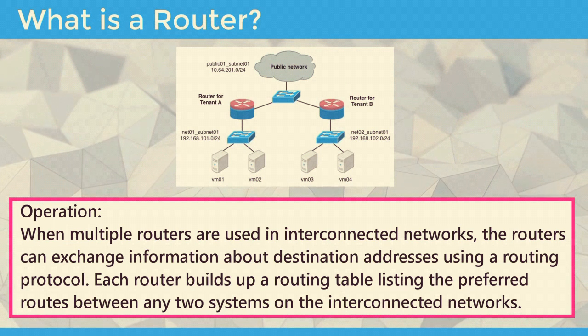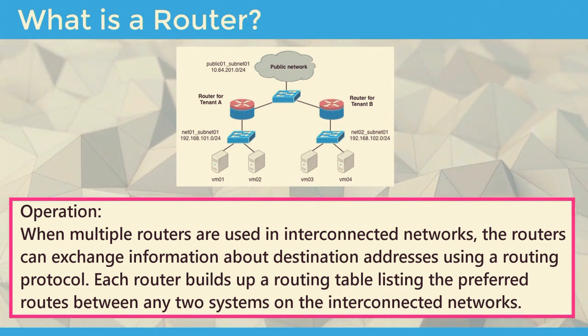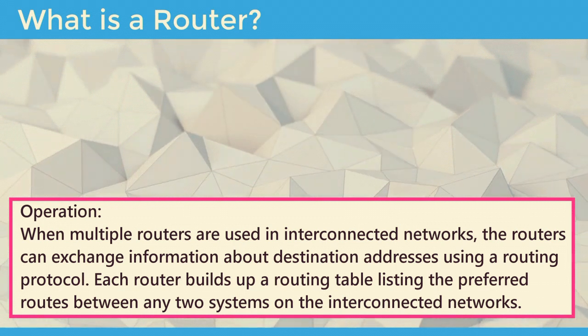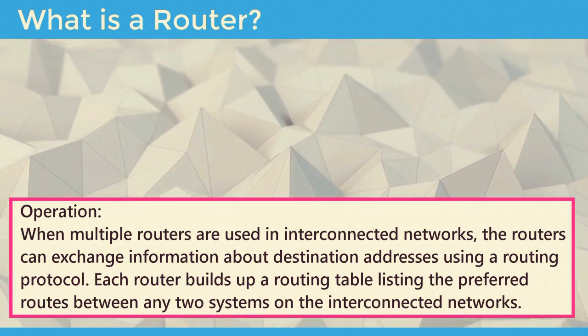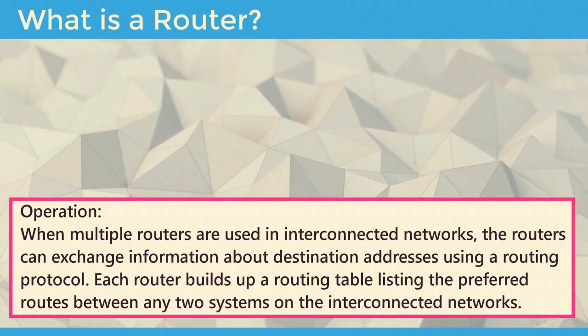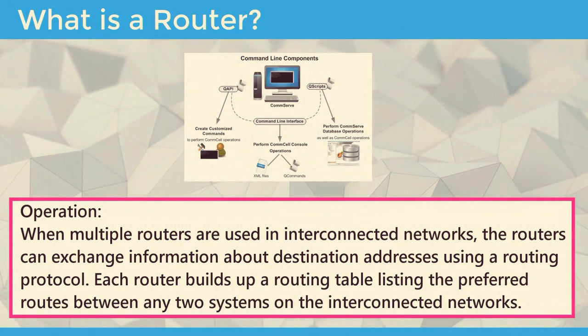Operation. When multiple routers are used in interconnected networks, the routers can exchange information about destination addresses using a routing protocol. Each router builds up a routing table listing the preferred route between any two systems on the interconnected networks.